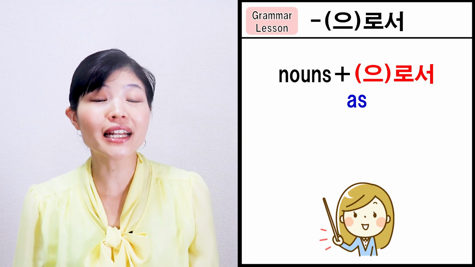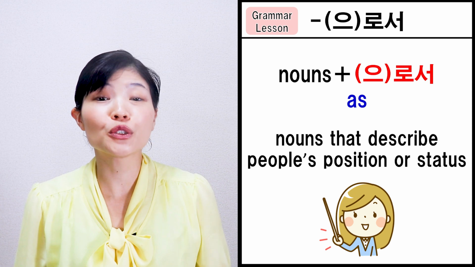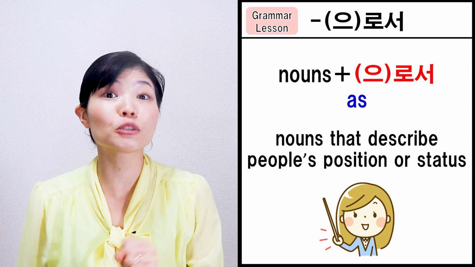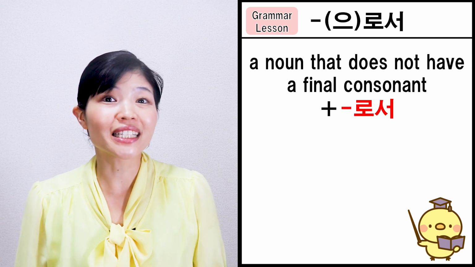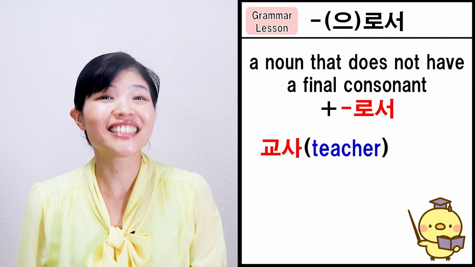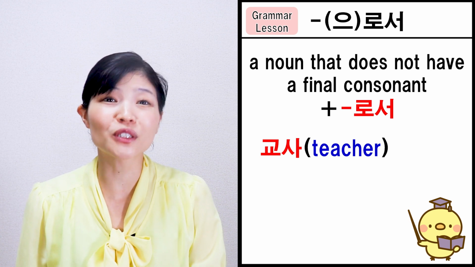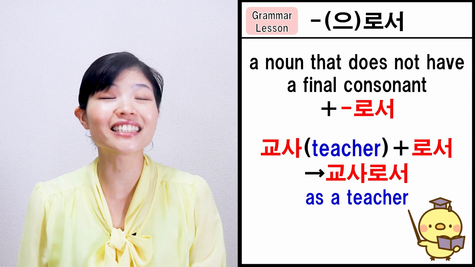The first grammatical rule, 으로써 means as. You add these words to nouns that describe people's position or status. You add 로서 to a noun that does not have a final consonant. For example, 교사, a teacher, does not have a final consonant. So you add 로서 to make 교사로서 as a teacher.